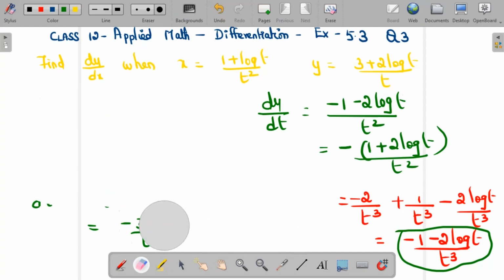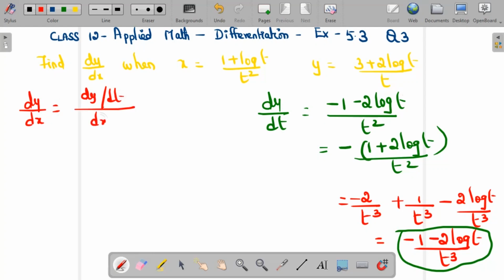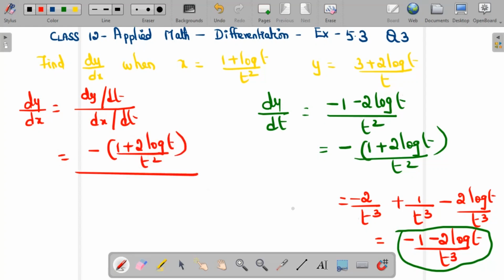Now we are going to find out what is dy by dx. So dy by dx, according to the formula, is dy by dt, the whole thing divided by dx by dt. So in the numerator, it is minus of (1 plus 2 log t), the whole thing by t squared, by, here also I'm taking the minus 1 sign outside, minus into (1 plus 2 log t), the whole thing divided by t cube. The minus sign and the minus sign will cancel.